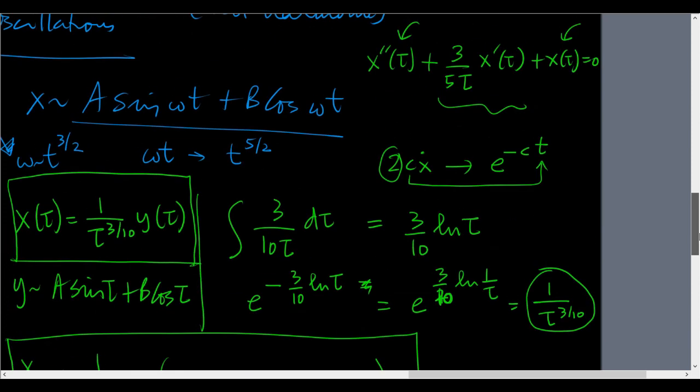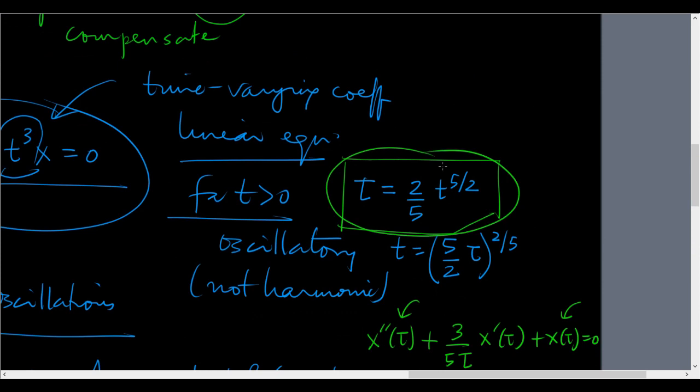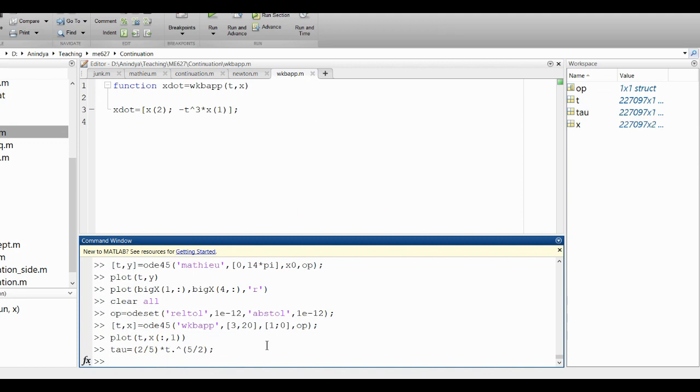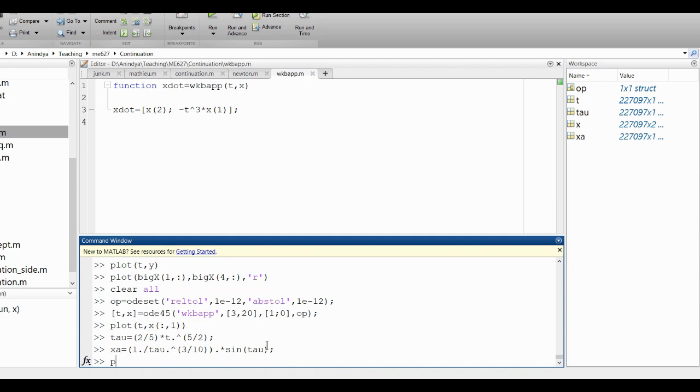What is tau? Let us remember what tau is. Tau is 2/5 t to the 5 halves. So let's come here to our MATLAB window and we will say tau is equal to 2/5 times t dot power 5/2, and then I will say x approximate is equal to, I'll just use 1/tau to the power 3/10 dot star sine of tau. The cosine is there and things like that, but we don't have to worry. This is good enough. And so now we can plot the two and you can see whether the solutions are similar.